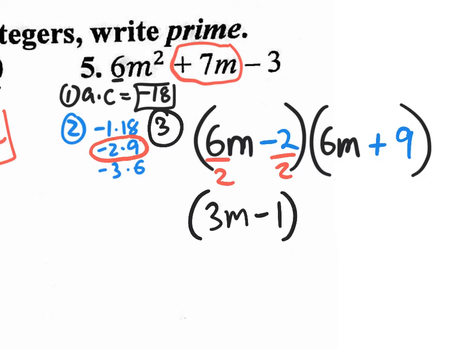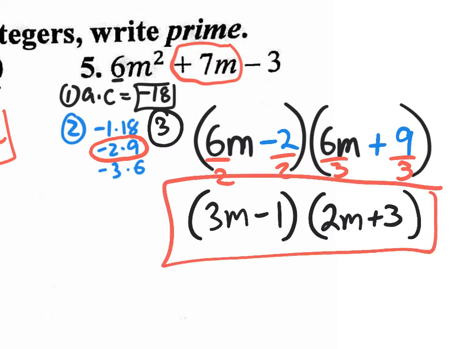And in the second group, what could I reduce by? What's the GCF in the second group? 3. So if you divide by 3, you end up with your second binomial, which is 2m plus 3. Ladies and gentlemen, it can't get any easier than that. Now let's say you're not too sure about it. You could distribute, combine like terms, and see if it really does give you the original quadratic trinomial.